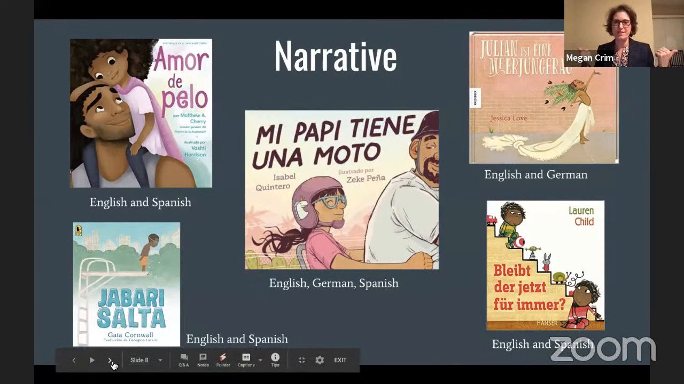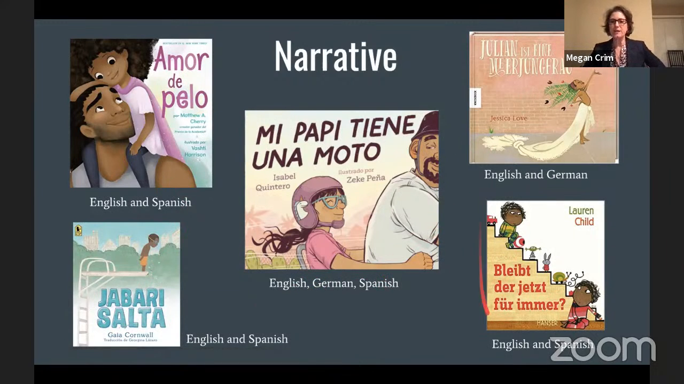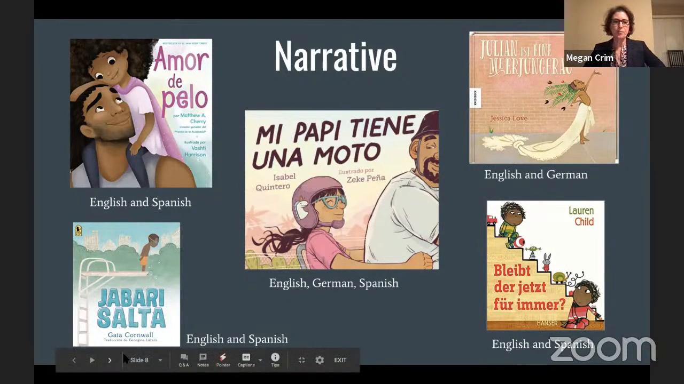your book choices, because reading is really a gateway to writing. Reading comes first and then writing comes next. So reading narrative books in any language, because you're working on a concept, has so much value. So you can see these wonderful narrative books in English and Spanish, in English, German, and Spanish. They're available in English and Spanish here.